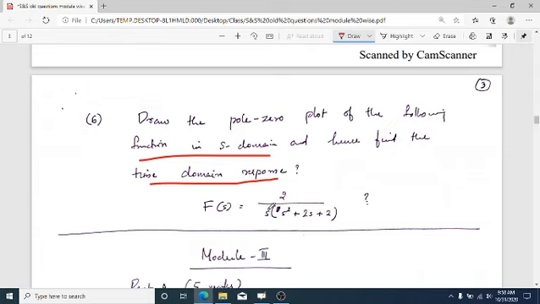Draw the pole-zero plot of the following function in the s-domain, and hence find the time domain response. So you can find the poles and zeros. There are no zeros here. There are 3 poles. So you solve the denominator to get the poles, and hence find the time domain response. It is not specified whether it is step or impulse response, so you can find the step response. So write this as F(s) = Y(s)/X(s), and take X(s) as 1/s to find the step response.